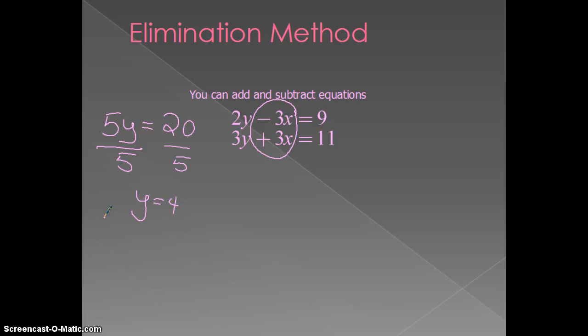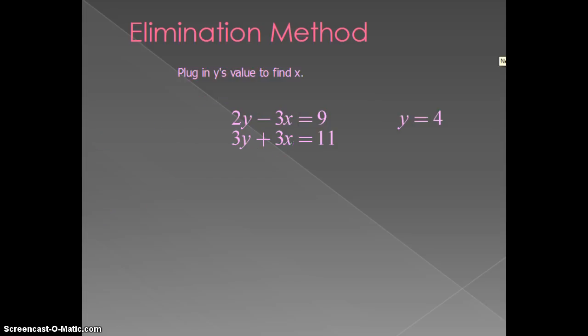Now that y equals 4, let's plug in y's value to find out x. The first time I used the top equation, this time I'm going to use the bottom equation. 3y plus 3x equals 11. I'm going to replace my y with 4. That's what it tells me. So 3 times 4 plus 3x equals 11. 3 times 4 we know is 12 plus 3x equals 11.